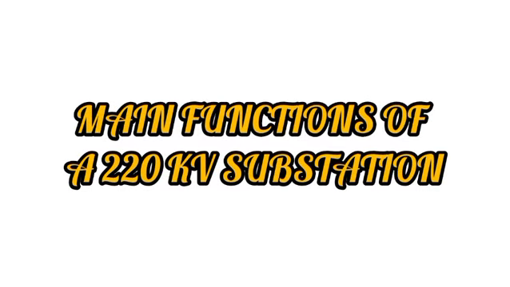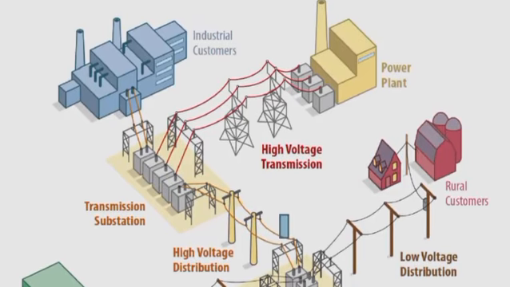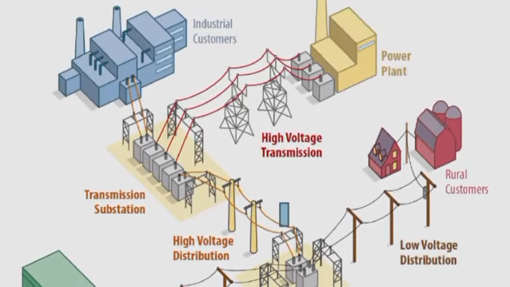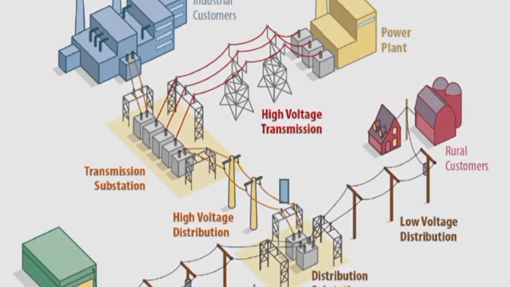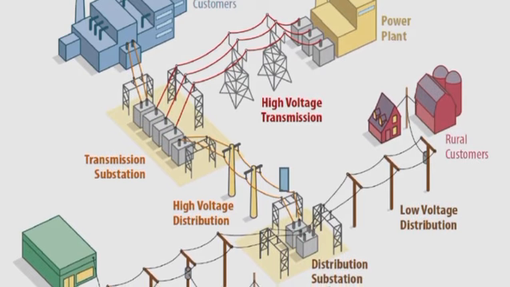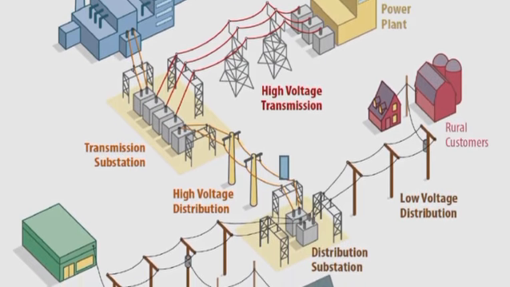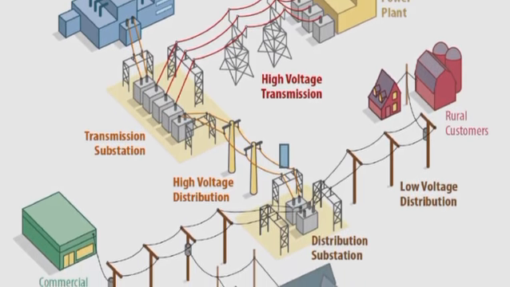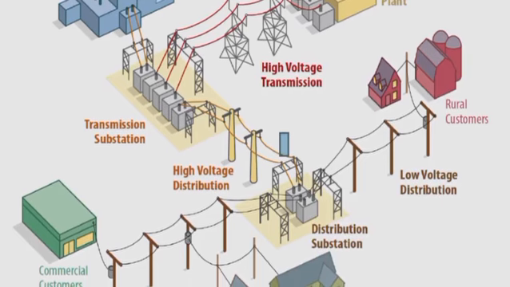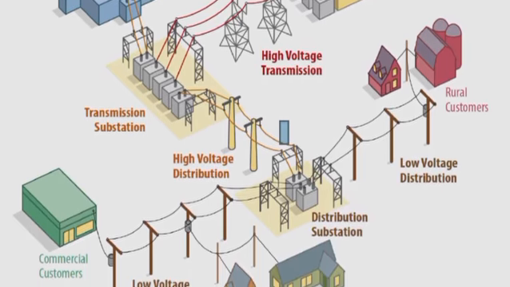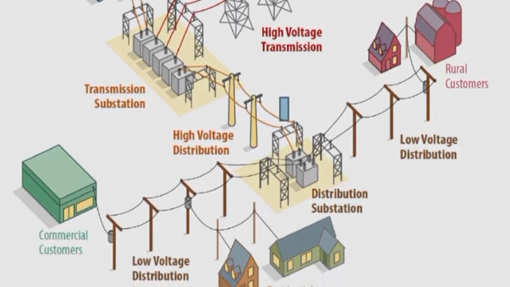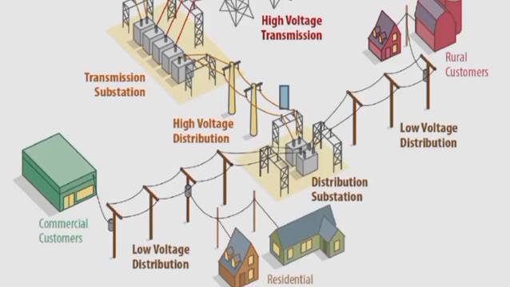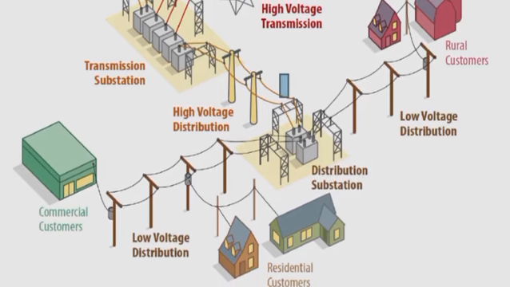Main functions of a 220 kV substation: voltage transformation, stepping up or stepping down voltage between different grid levels; power flow control, routing electricity to desired feeders and zones; system protection, isolating faulty circuits to prevent cascading outages; grid balancing, managing load sharing between parallel networks; monitoring and automation, using SCADA and IEDs for real-time diagnostics and control.